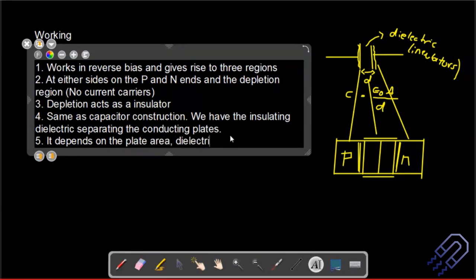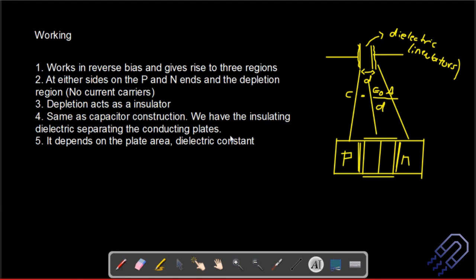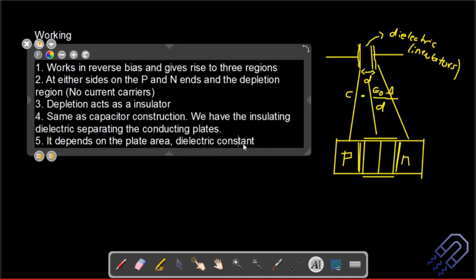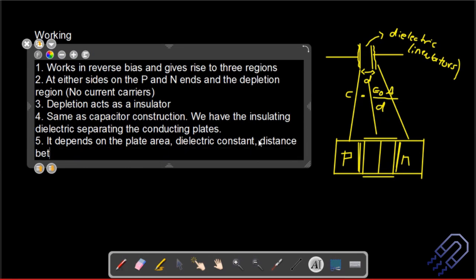So you basically have the dielectric constant. Here also we have the depletion region, which will define how much voltage should be there to break it, so it also has a kind of constant involved. So we have the dielectric constant, the area, and the distance between the two plates. These are important factors. Whenever I ask a question or you write down the basics of a varactor, you can always explain these terms.